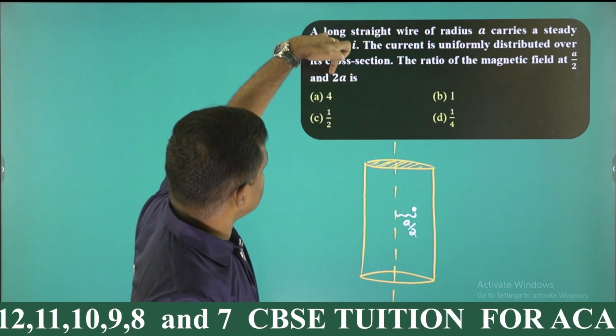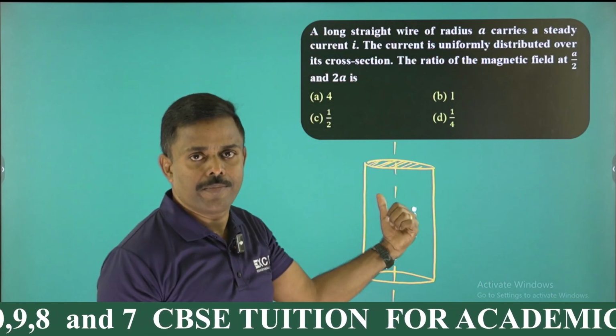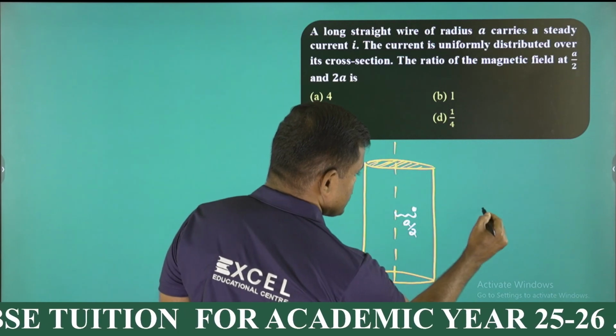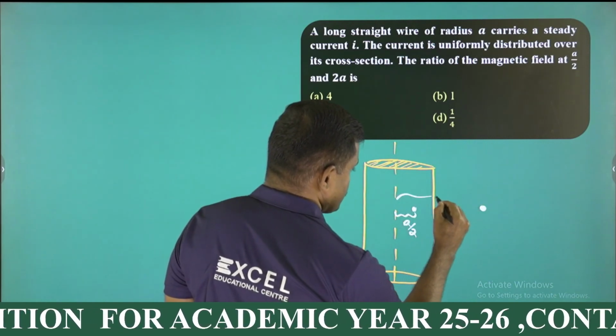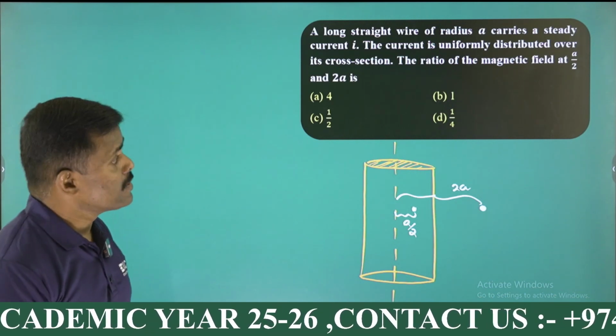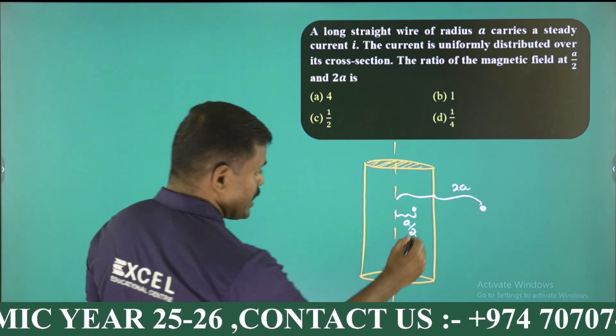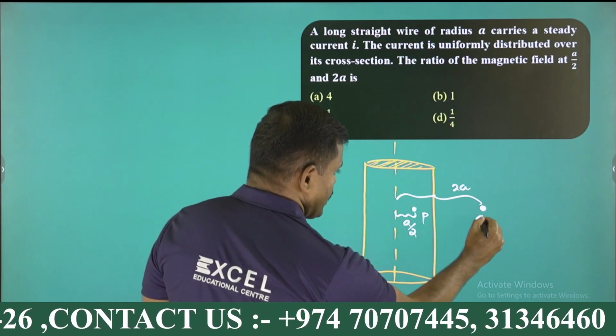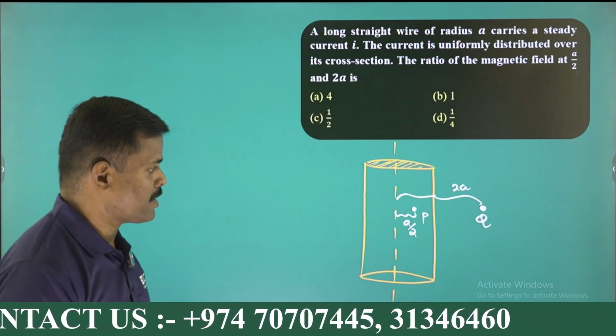The ratio of magnetic field at A by 2 and 2A. Where is 2A? This is A, this is A. This is 2A. So that is an outside point. So basically they are asking the ratio of magnetic fields at an inside point and an outside point. I call them P and Q respectively.